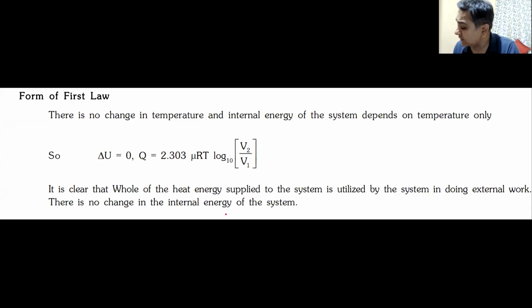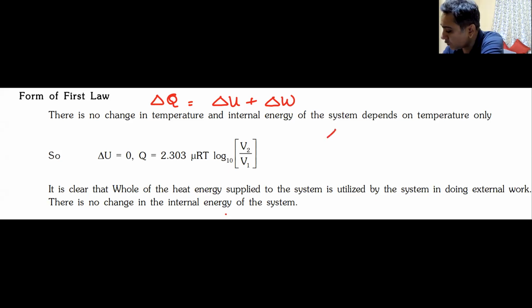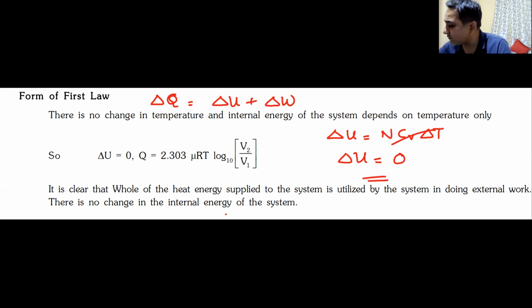That takes me to the next part, the form of the first law of thermodynamics. Remember, the first law of thermodynamics is always delta Q is equal to delta U plus delta W. Delta U in all cases is always equal to n Cv delta T. We all understand this, yes or no? But here, there is no change in temperature, and therefore delta U becomes equal to zero. Since there is no change in temperature and internal energy depends on temperature only, delta U is zero. Do we understand this?